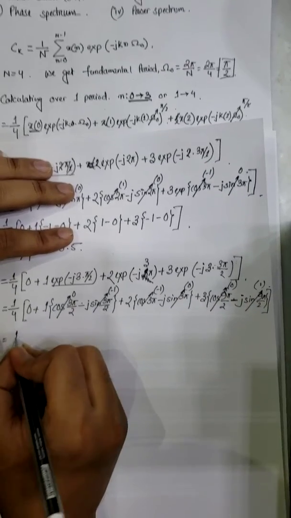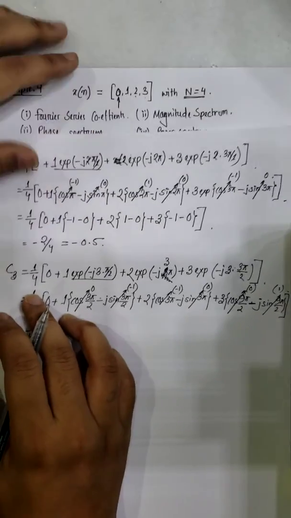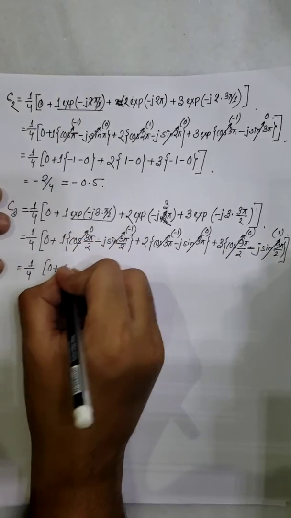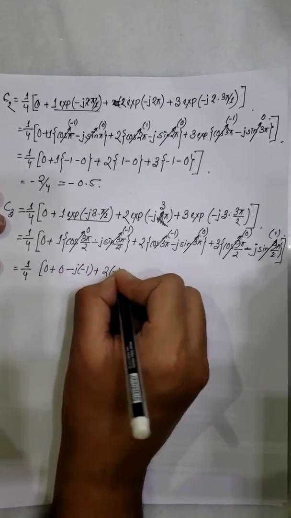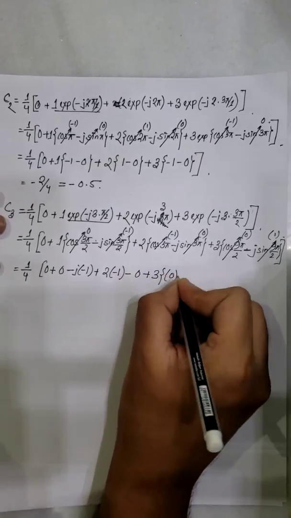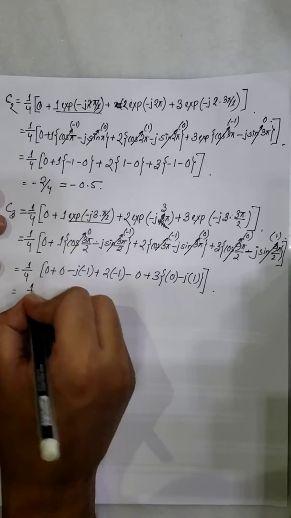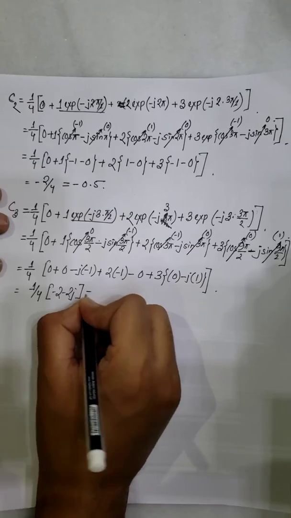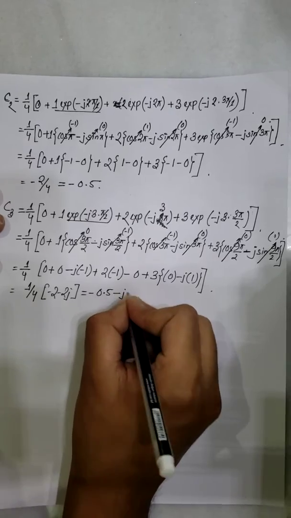So, writing the equation, 1 over 4, 0 plus 0 minus j of negative 1 is 2 of negative 1 minus 0 plus 3 of 0 minus j of 1. This can be simplified to 1 over 4 minus 2 minus twice j, which is evidently equal to minus 0.5 minus j of 0.5.